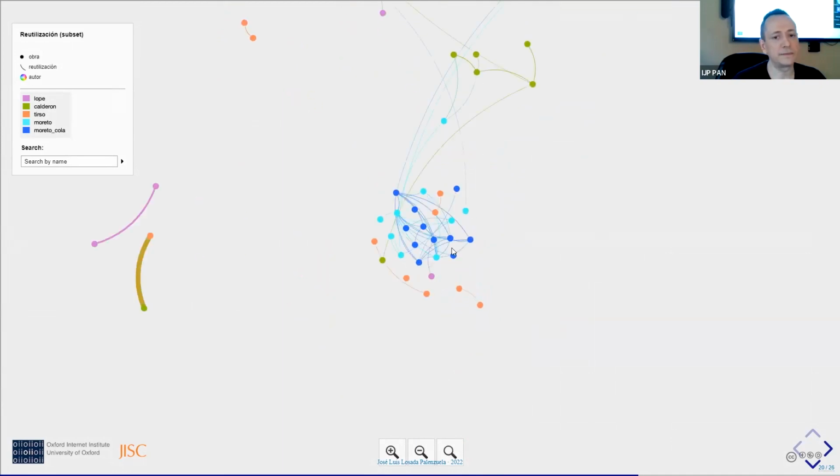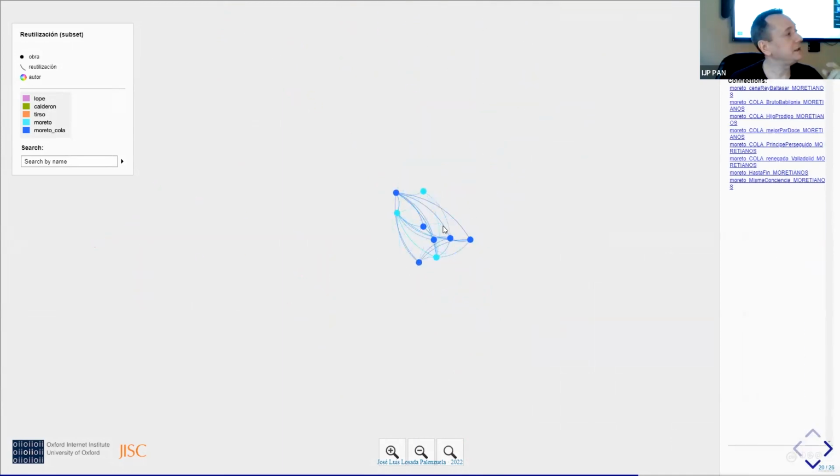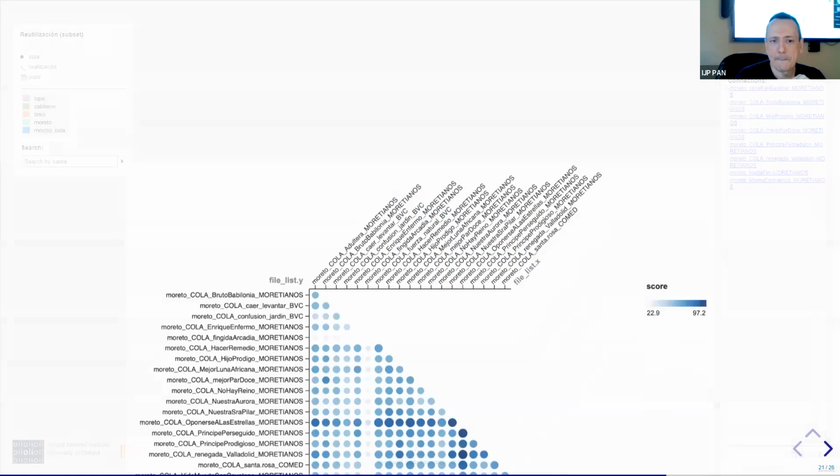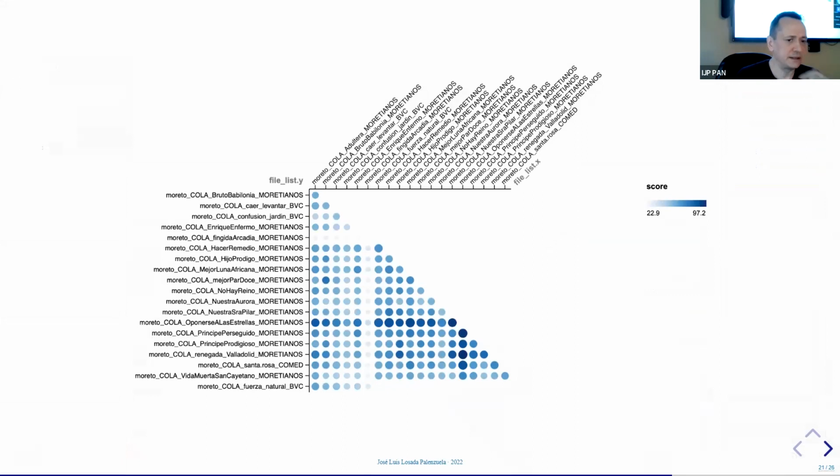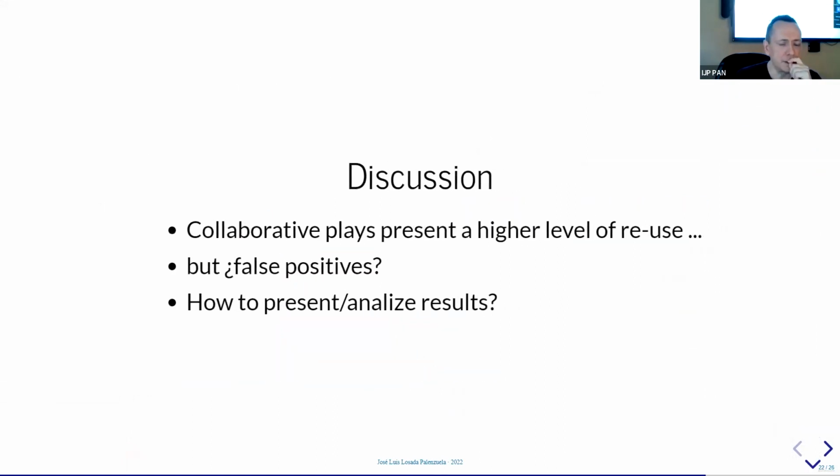So there is a lot of, for example, collaborative reuse between them. This aqua blue is actually the same author, but just as the unique author of the play. So this is just a representation of the shared reuse between the collaborative works of this author. So yes, collaborative plays present a higher level of reuse, but are those false positives?